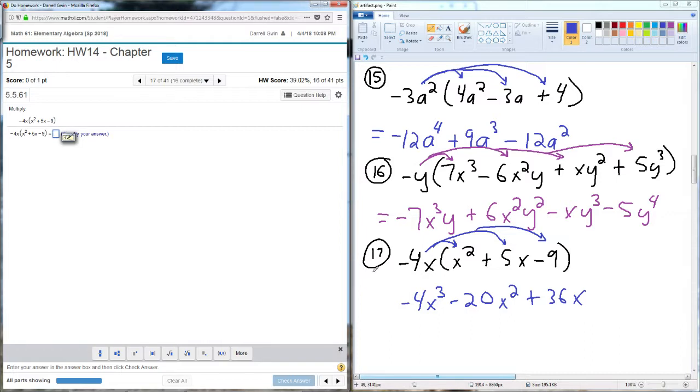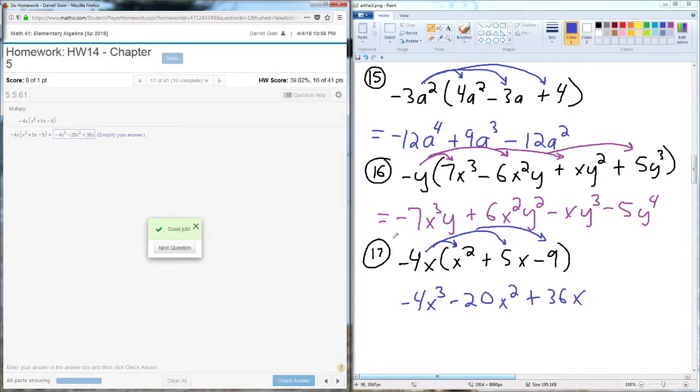Type in the answer. Negative 4 x, shift 6 for the power of 3, right arrow, minus 20 x, shift 6 for the power of 2, right arrow, plus 36 x, enter, and it says good job. Whew.